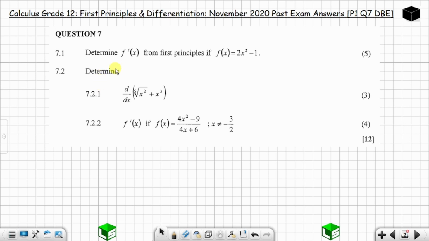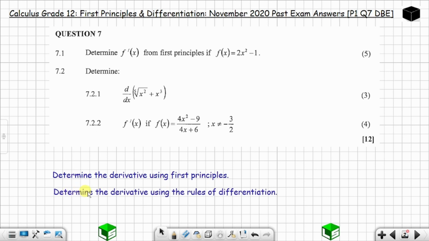In order to solve this question, you'll need to be able to determine the derivative using first principles, and you'll need to determine the derivative using the rules of differentiation. Okay, let me get started on the next slide.